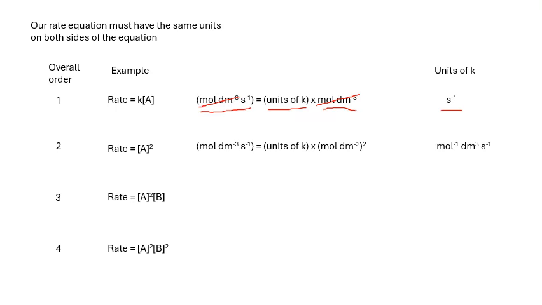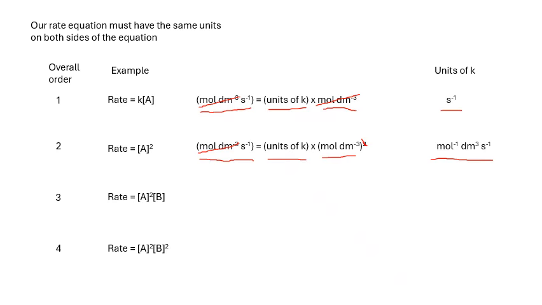Second order is a little bit trickier. We'll do the same thing again. On the left, we've got moles per decimeter cubed, seconds to the minus 1. On the right, we've got the units of K times moles per decimeter cubed squared. If we do our cancelling, moles per decimeter cubed will cancel that square there, so that square will disappear. So what will the units of K be? Well, it will be seconds to the minus 1 divided by moles per decimeter cubed. Because it's divided by moles per decimeter cubed, it's seconds to the minus 1 times moles to the minus 1 decimeters cubed. You notice that it becomes per mole and decimeters cubed. There you go.